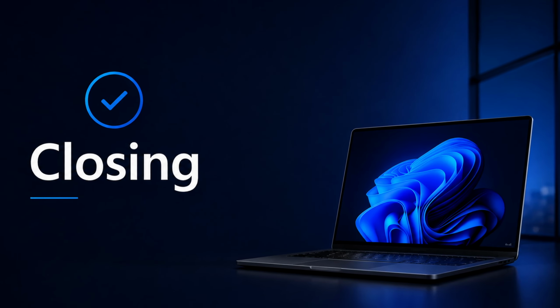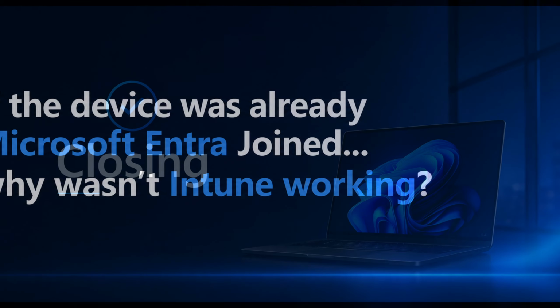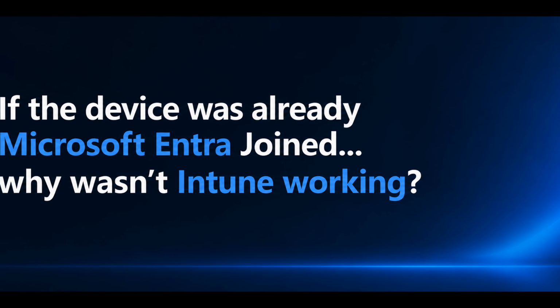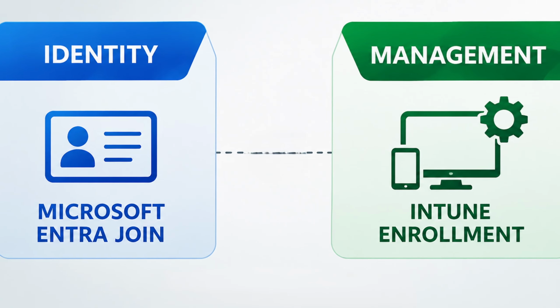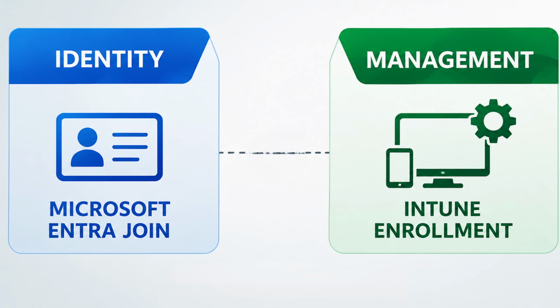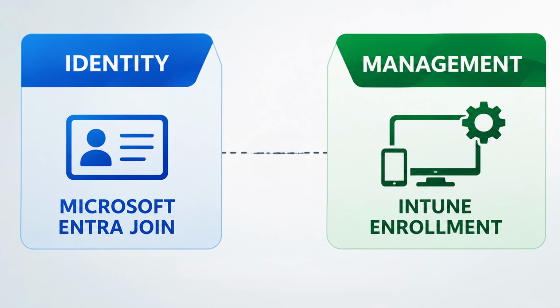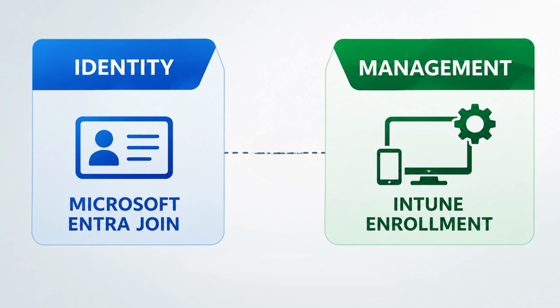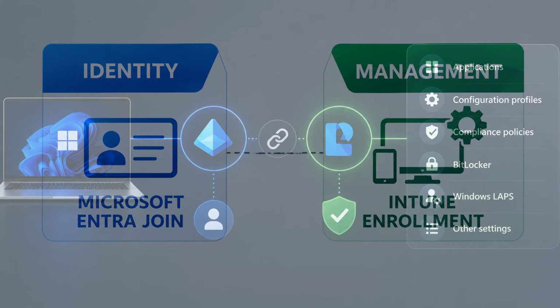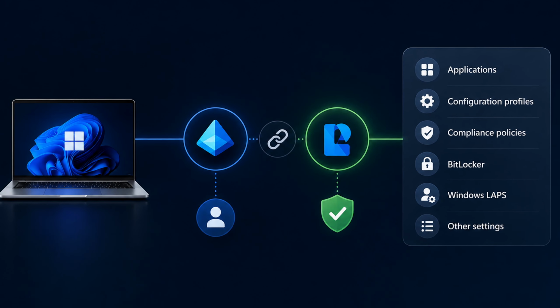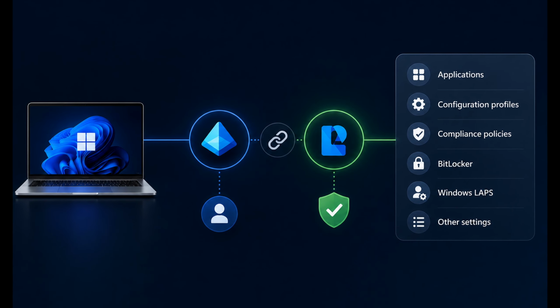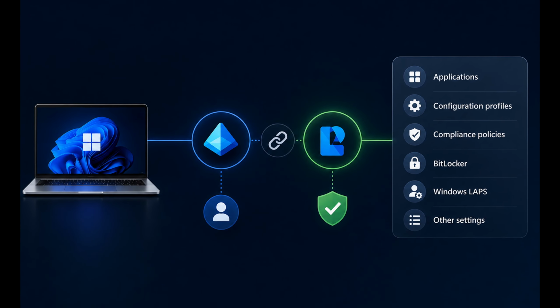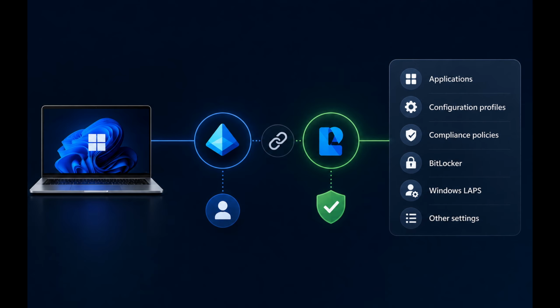Let's go back to the question we asked at the beginning. If the device was already Microsoft Entra Joined, why was Intune not working? Because Microsoft Entra Join gives the device its identity. Microsoft Intune Enrollment creates the management relationship. Those are 2 separate steps. So once the device enrolls into Microsoft Intune, it can receive applications, configuration profiles, compliance policies, BitLocker settings, Windows Update settings, and other settings managed by Microsoft Intune.